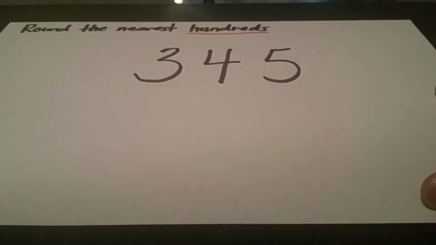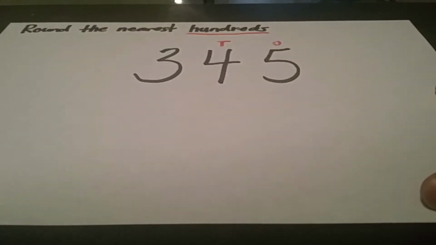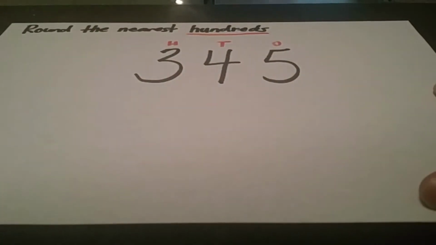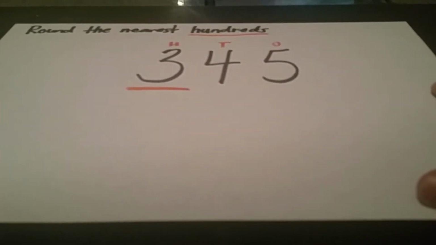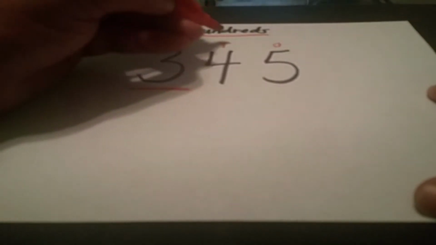Now I'm going to identify the hundreds place in my number. I know that the 5 is in the ones, the 4 is in the tens, and the 3 is in the hundreds place. So I'm going to underline my 3 because that's the place value that we are rounding to, and I'm going to circle the neighbor. Who is the neighbor, everyone? Correct. The 4.